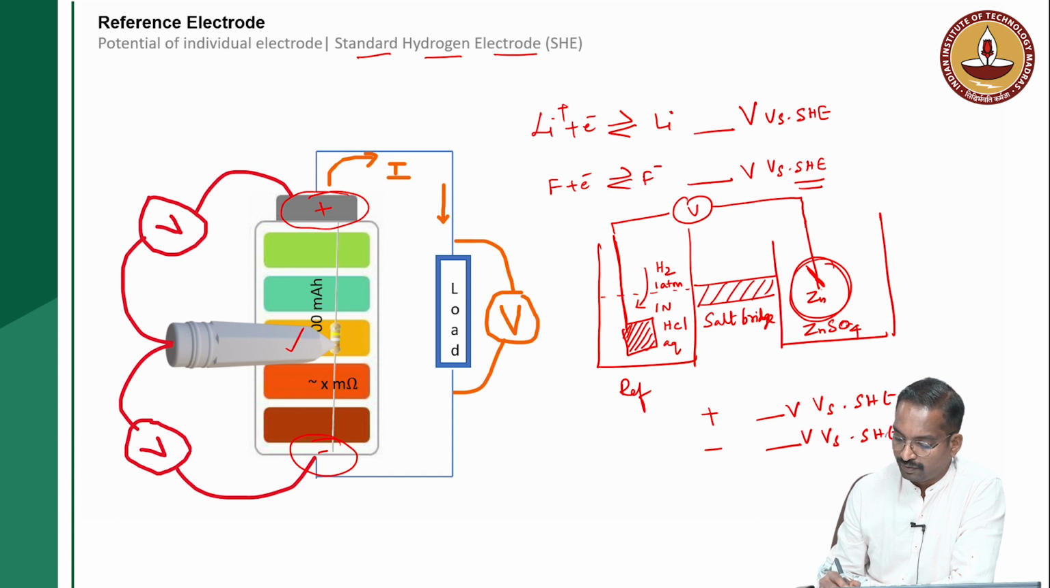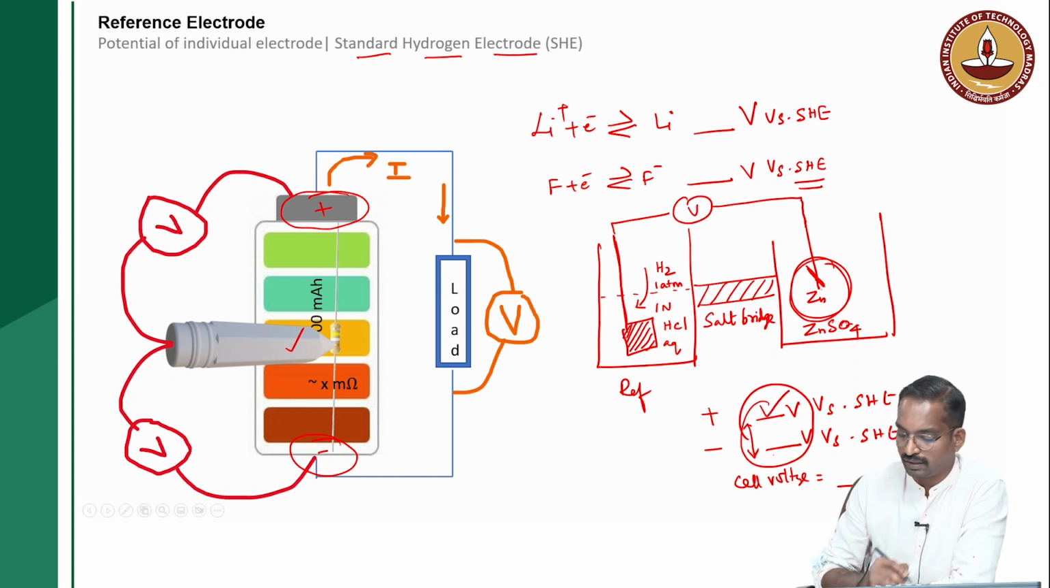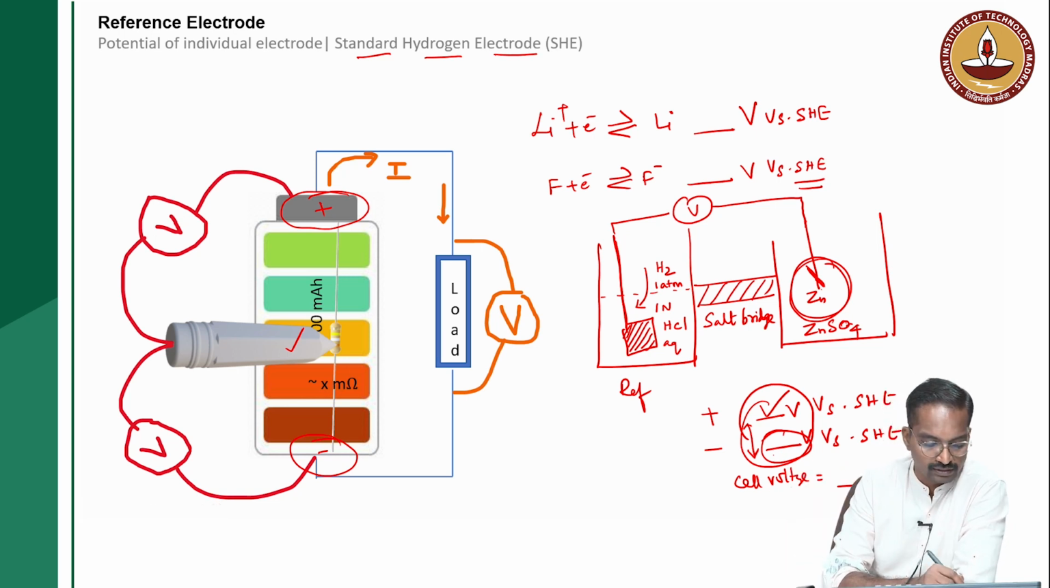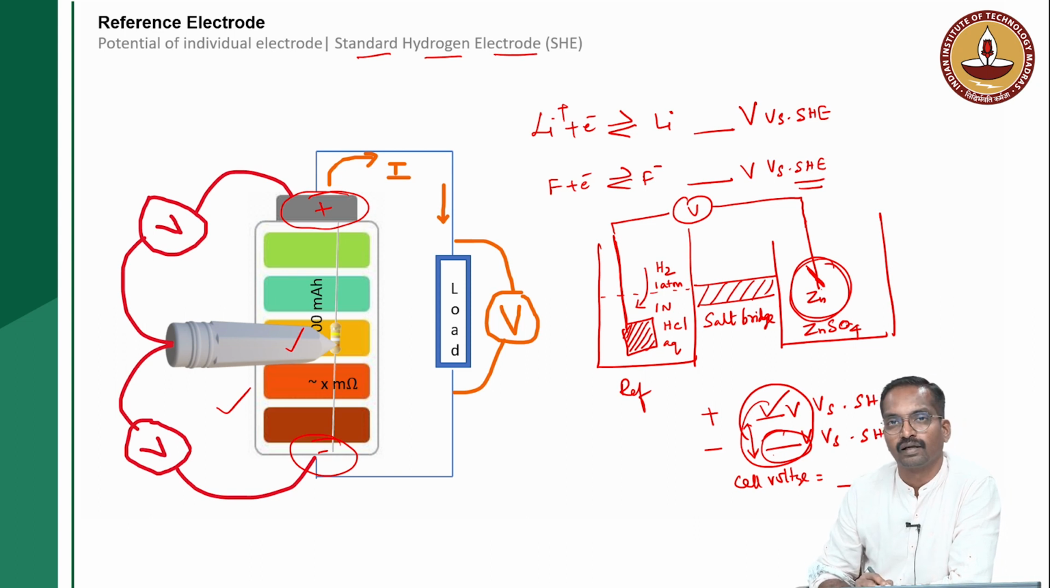Now, the difference in the value of these two potentials is nothing but the cell voltage. This is the potential measured across the positive electrode and this is the potential measured across the negative electrode. The difference of these two tells us the cell voltage of this battery. This is how we can measure the individual electrode potential. I stop here. Let us continue in the next class.